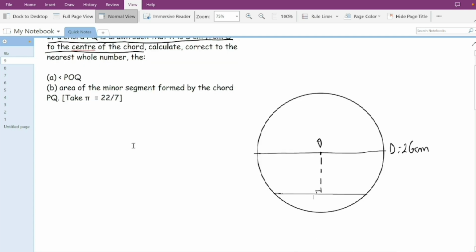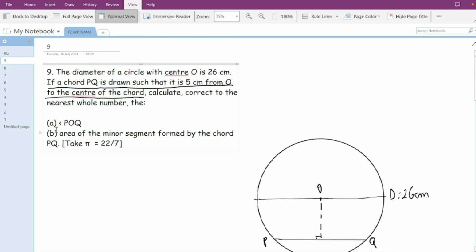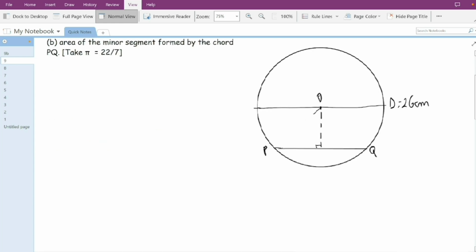Now calculate, correct to the nearest whole number, the angle POQ. So we know our chord has P here and Q here. We've been asked to calculate the angle at O, to P and to Q. So we have to draw a line from here to P and another line from here to Q. The line from O to P is also a radius, because from the center to P is the radius, and the same from O to Q. So that's what we're drawing next: the lines from O to P and from O to Q to make the angle POQ at O.